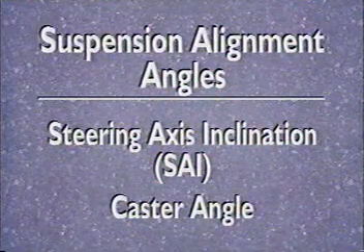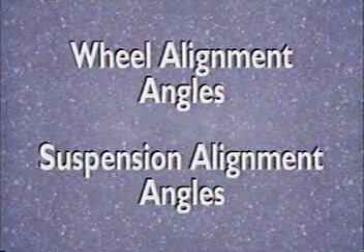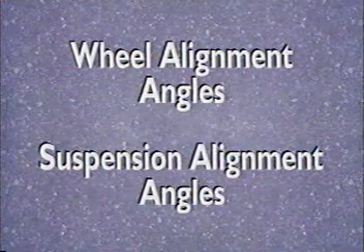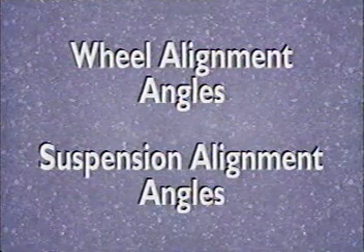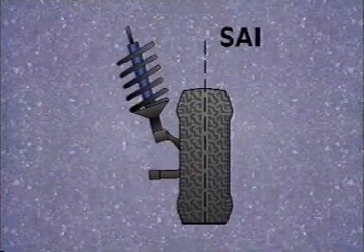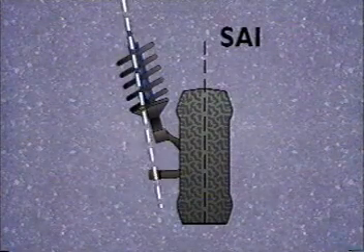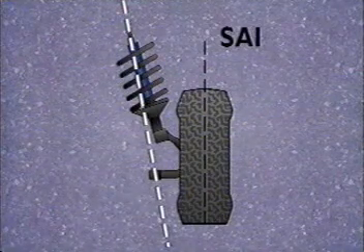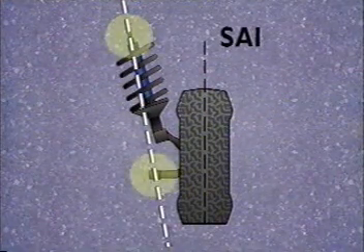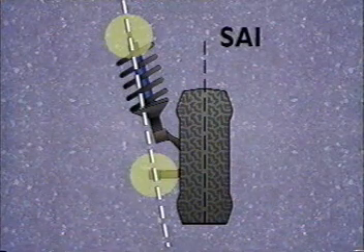It's important to understand the difference between wheel alignment and suspension alignment. Most alignment technicians check wheel alignment but do not check suspension alignment. Suspension alignment deals with the position of the suspension pivot points. On vehicles with strut-type suspension, the pivot points are the top of the strut and the lower ball joint.